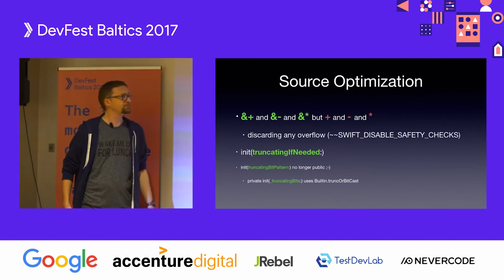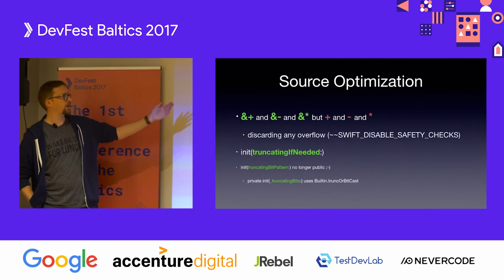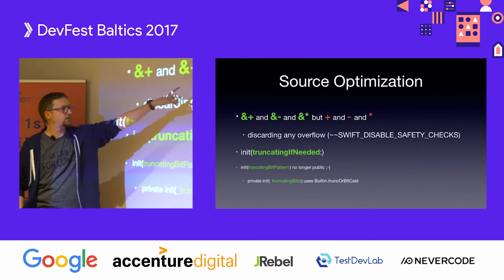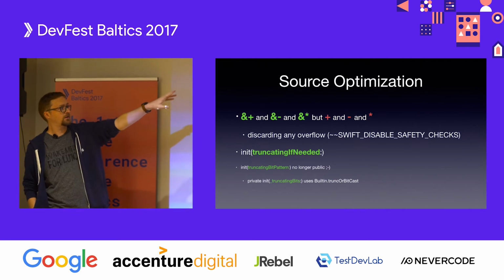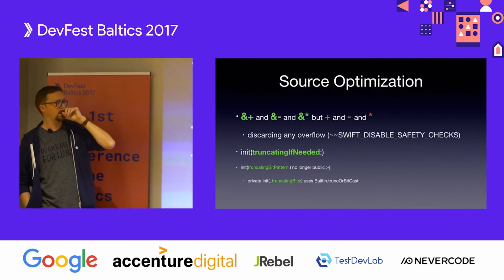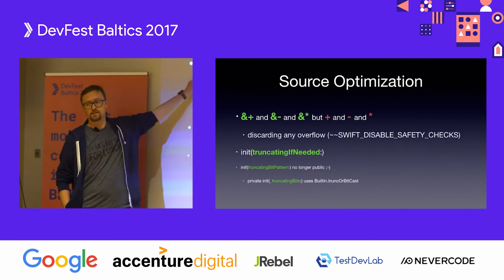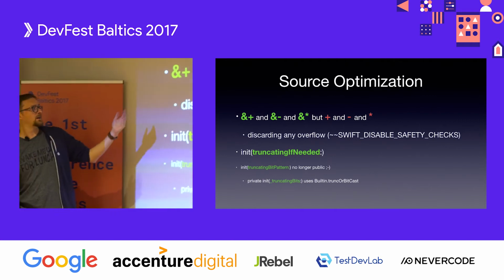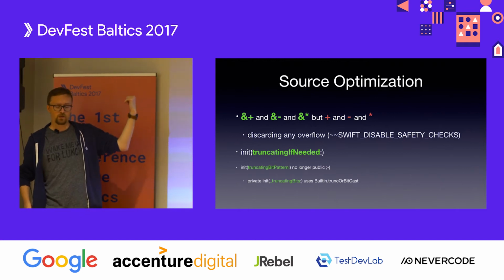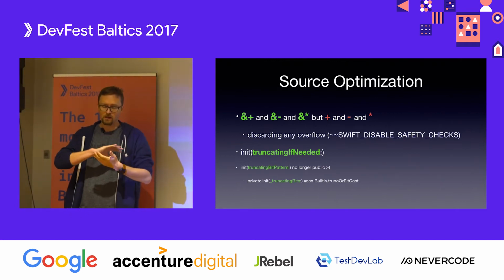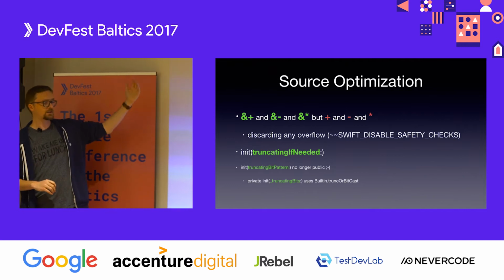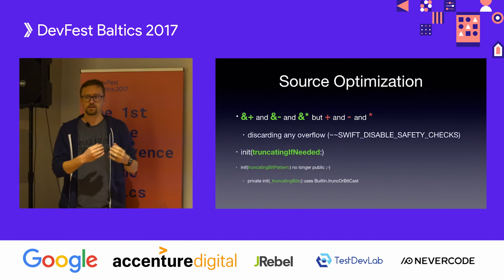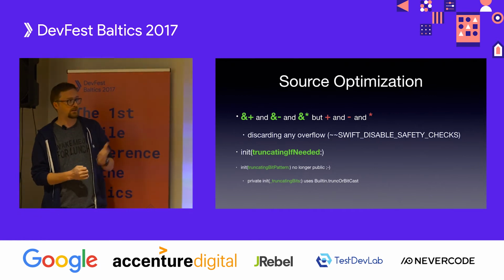In source, there are a few small things. The ampersand plus, minus, and multiplication versions of the normal operations are unchecked operations: unchecked plus and unchecked minus. Basically, like we set things up to globally disable checks, we can just use this version of the operators to disable checks for that operation. When can you use that?